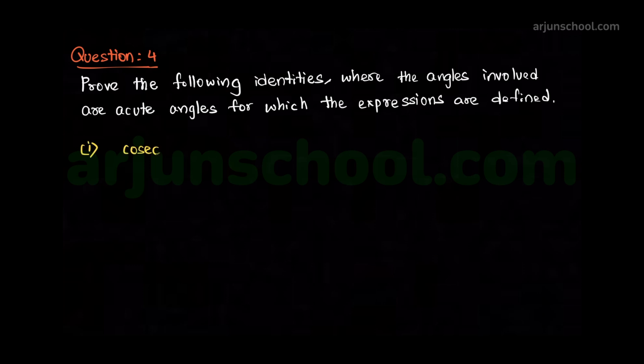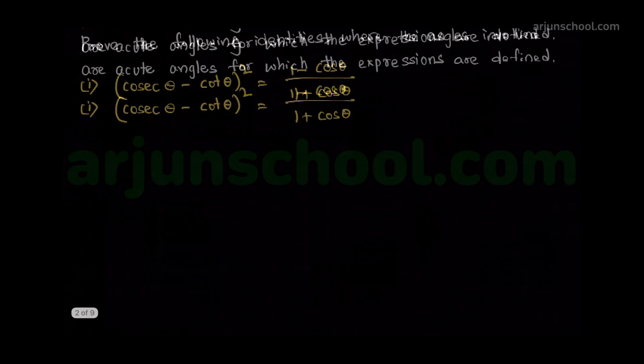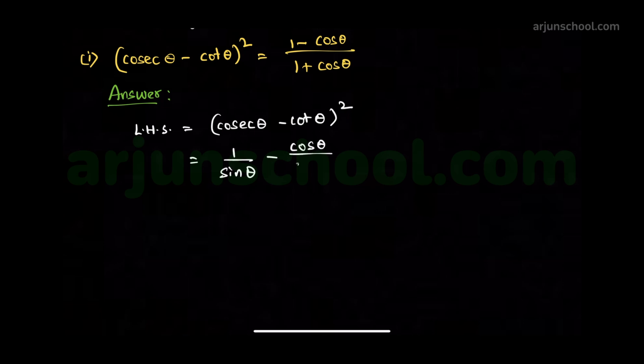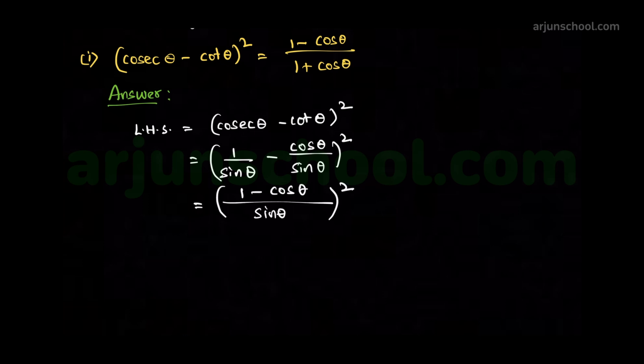First problem. (cosecant theta minus cot theta) whole square is equal to (1 minus cos theta) by (1 plus cos theta). Let us take the LHS. LHS is equal to (cosecant theta minus cot theta) whole square. Cosecant theta can be written as 1 by sin theta, and cot theta can be written as cos theta by sin theta, whole square. Take sin theta as LCM, and in the numerator we have (1 minus cos theta) whole square, which is equal to (1 minus cos theta) whole square by sin² theta.